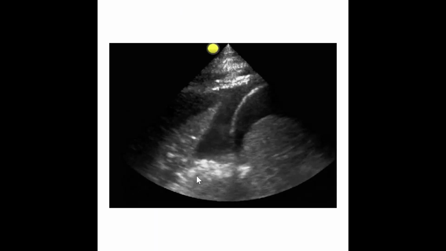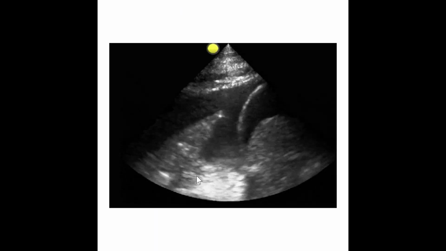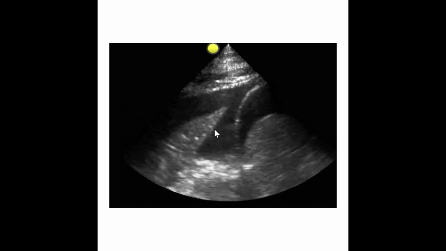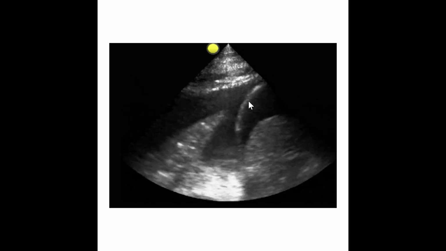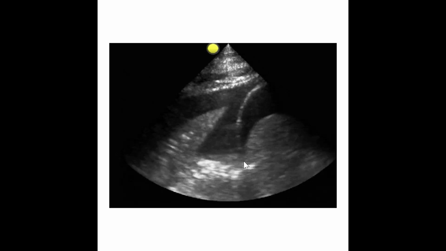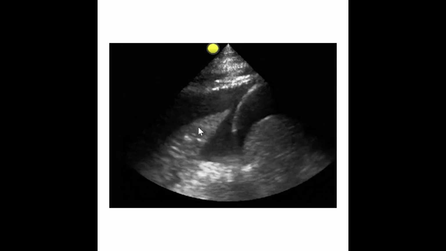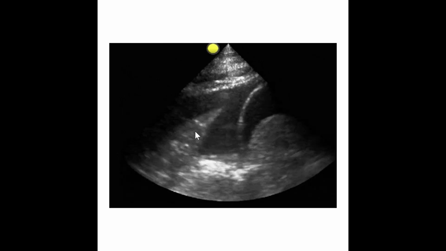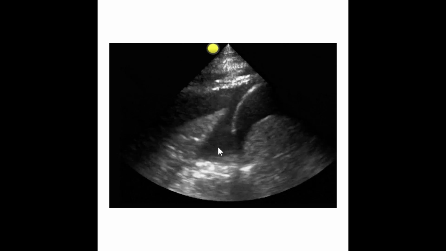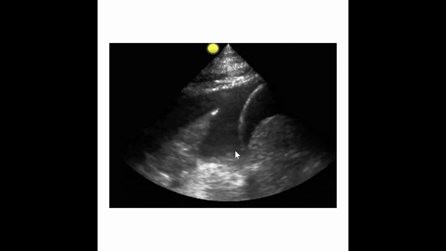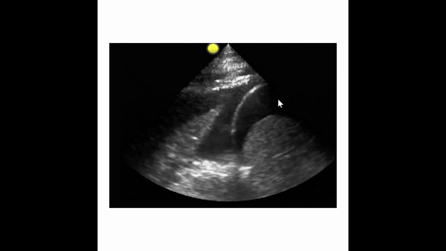I've got another example here of a pleural effusion and actually ascites as well. So here we have the diaphragm dividing the two cavities. This is that consolidated lung kind of flapping around with a pleural effusion around it. And then inferior to the diaphragm, we also have ascites.